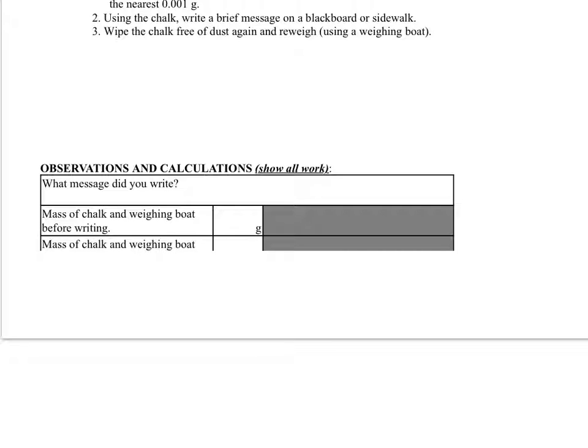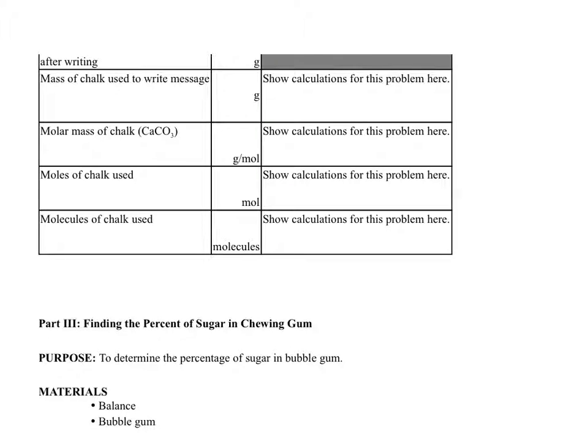This is like our initial, okay? So that's going to be the first measurement here. You're going to weigh the chalk by itself, and you're going to be putting that on the balance. The next calculation you'll get, so you'll go ahead and write your message, and then right here, this is going to be the mass of the chalk and weighing boat after. There you go. So after writing, this will be the second calculation.